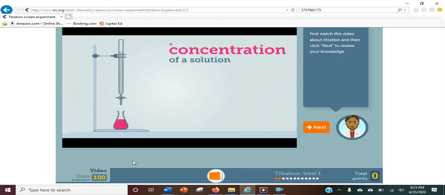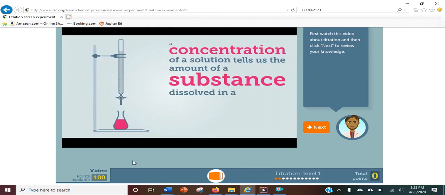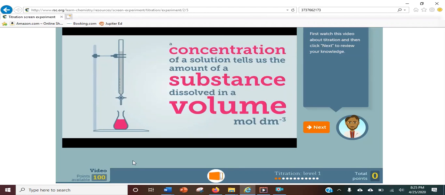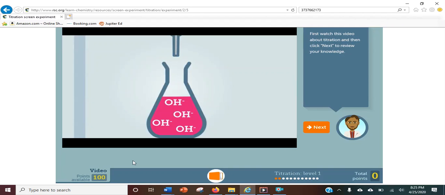The concentration of a solution tells us the amount of a substance dissolved in a volume. It is measured in moles per cubic decimeter. We can determine the concentration of hydrogen ions in an acid solution by performing a titration experiment. As the acid is added to the alkali, the hydrogen ions react with hydroxide ions to form molecules of water. The end of the titration is when all of the alkali has reacted. At this point, the pH is neutral. We use an indicator compound which changes color when the point of neutralization is reached.